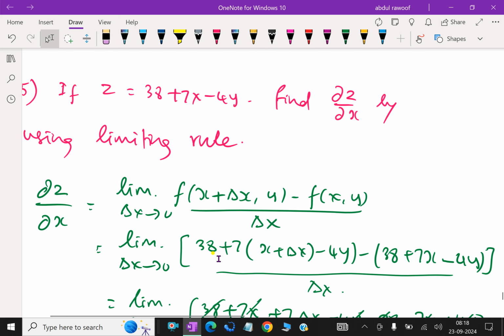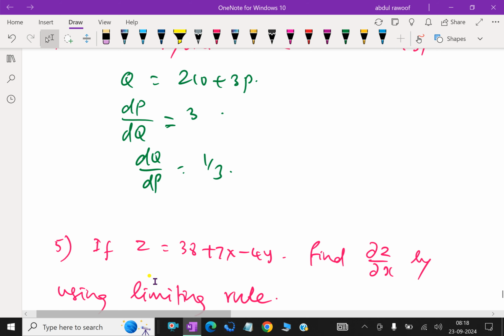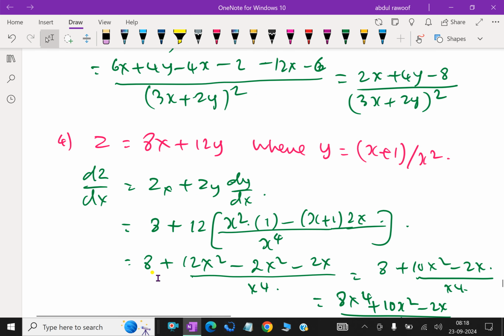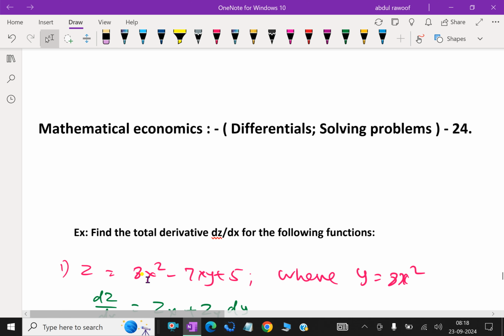So far we discussed about differential, total differential as well as some partial derivatives. We have done.